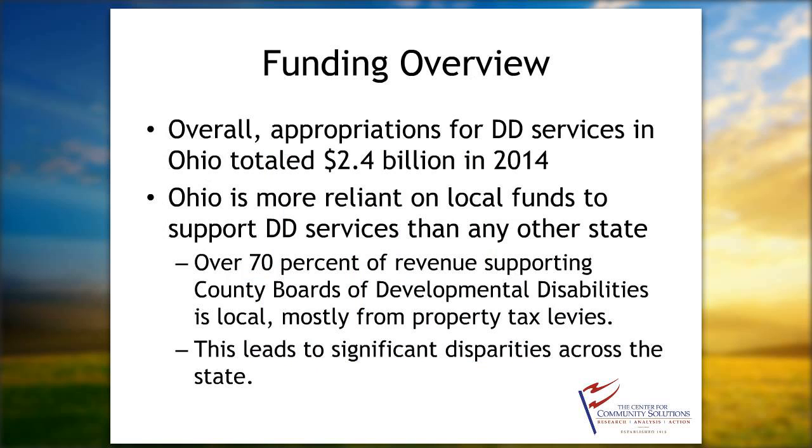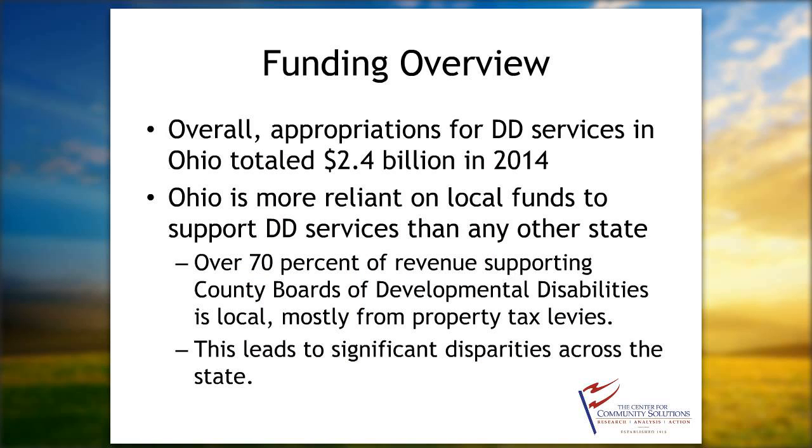Let's take a look at the overall funding for the system. Federal funds make up the largest share of revenue supporting DD services in Ohio. This mostly comes from the federal Medicaid share for waivers and ICFs. However, Ohio still ranks 47th in the nation for Medicaid spending as a percentage of total DD spending. So most states are utilizing Medicaid funds to a much higher degree than we are. This is because of the large amount of unmatched local funds.